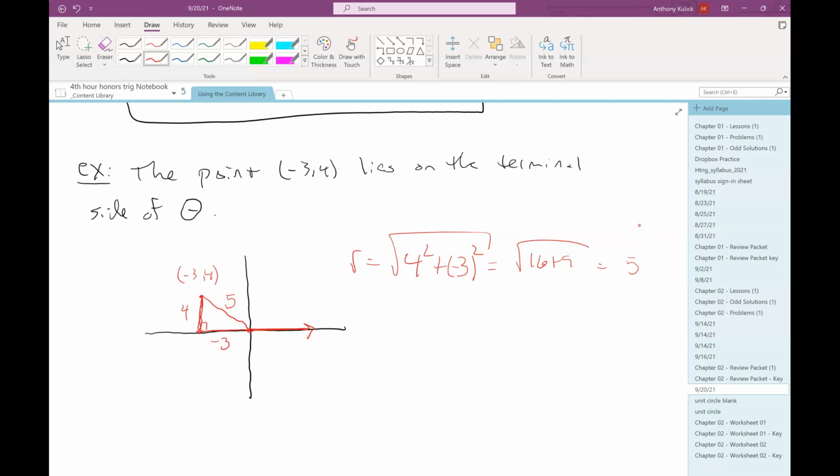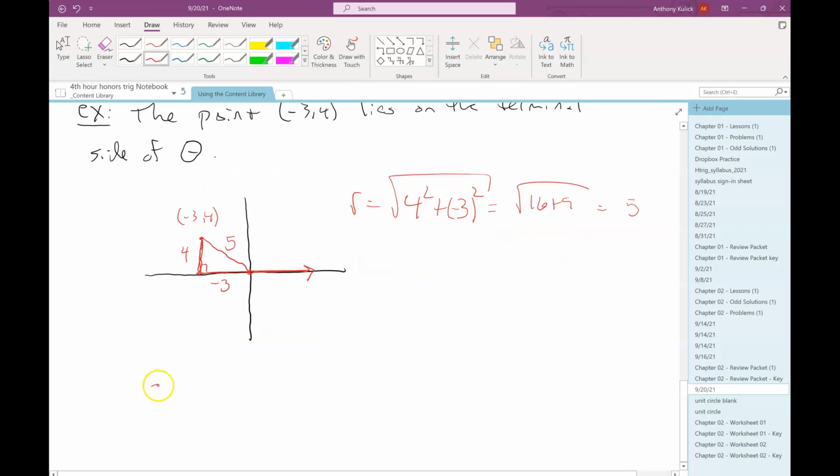Everybody so far so good? Okay. So now sine is, yeah, 16 plus 9 is 25, and the square root of 25 is 5. Makes sense. Not the square root of 4 plus the square root of 3, because you can't do that, right? Everybody's good with sine being 4 over 5?